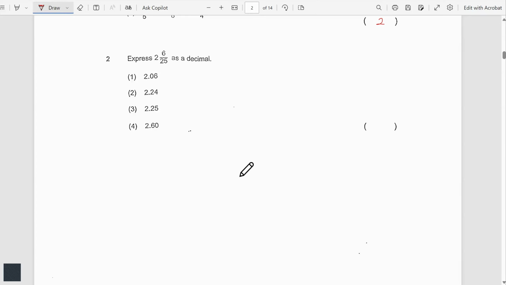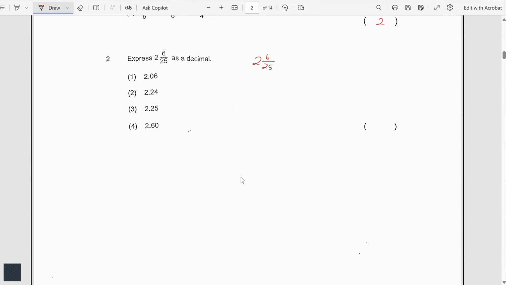Question 2, express 2 and 6/25 as a decimal. If you want to express a fraction as a decimal, you should either make it over 10, over 100, over 1,000, and so on. So since I have over 25, I'm going to change it to over 100. So I multiply top and bottom by 4 to make it over 100.